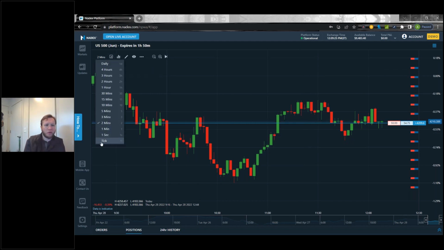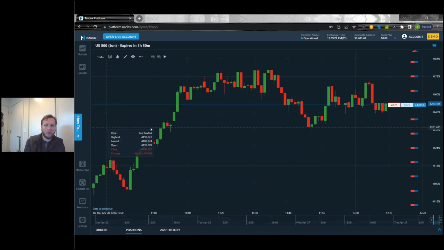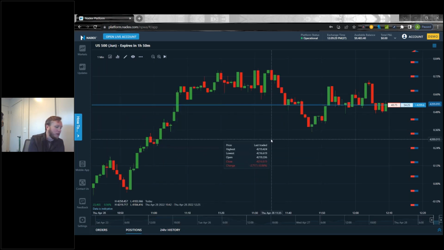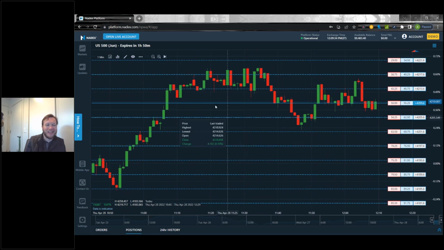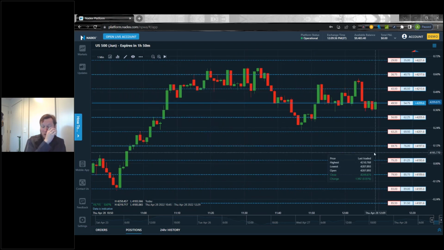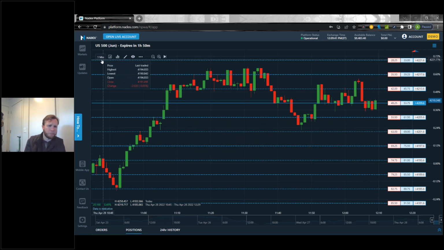So you can select all of your charts, and we can go 1 minute, 2 minute. Now we have our 1 minute candles. And if we bring our strikes back up, yeah, now it looks a lot nicer here. On our strikes, they're a little bit further apart because we are looking at 1 minute candlestick data here for the US 500.